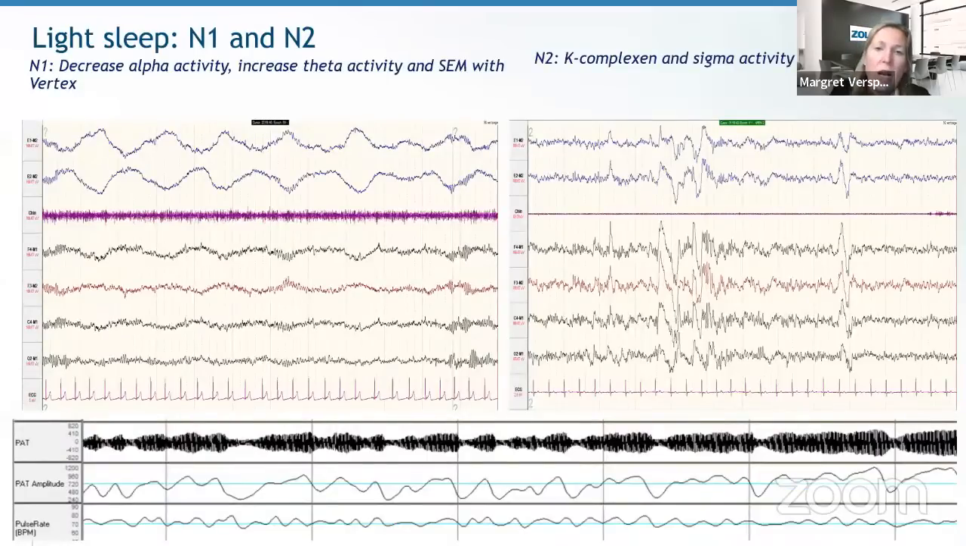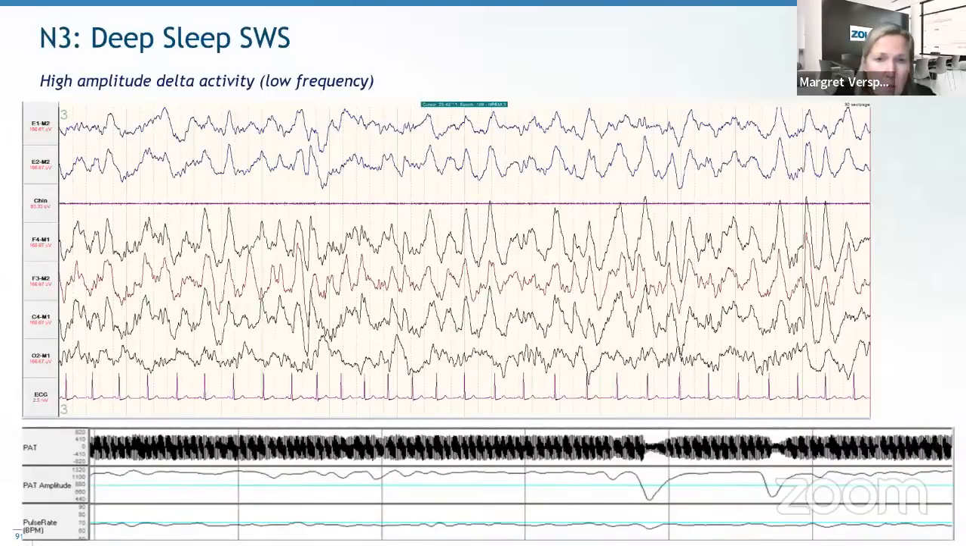When the patient falls into light sleep, we see specific brain activity: an increase in theta, slow eye movements, K complexes, sigma activity. What we see in the PAT is quite a lot of variability in the PAT amplitude. There's sympathetic activation, and the heart rate is getting lower compared to wake, but still there is variability in the heart rate. In deep sleep, slow wave sleep, everything is in rest, low chin, low heart rate frequency. We can see the PAT has a very broad, high amplitude, very stable, also a very stable pulse rate. This is typical for deep sleep.